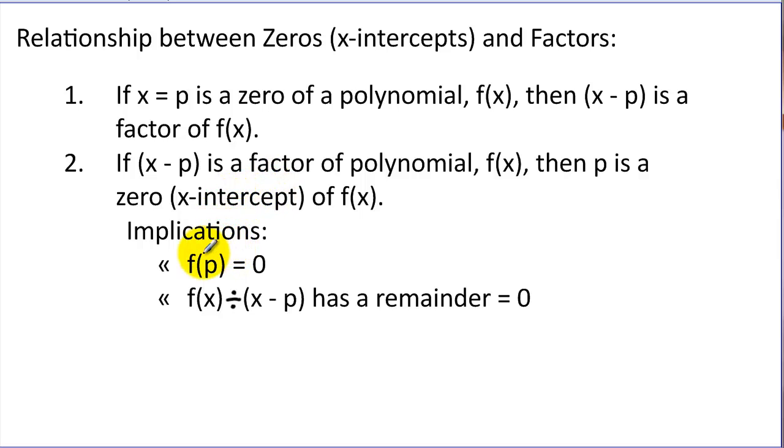If you remember back on our last video when we talked about polynomial division, if you evaluate a function at one of its intercepts or zeros, you get the value 0. And also, if you divide a function by a factor of a function, you get a remainder of 0. So we're going to be using that as we go forward.